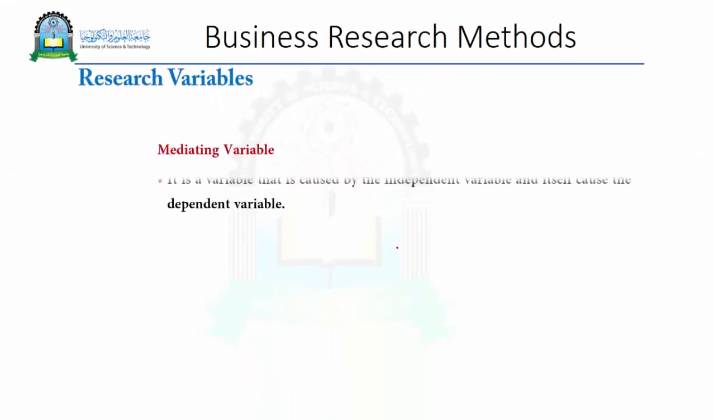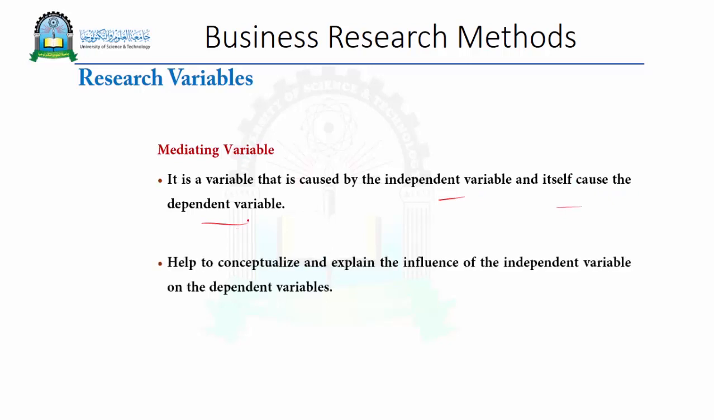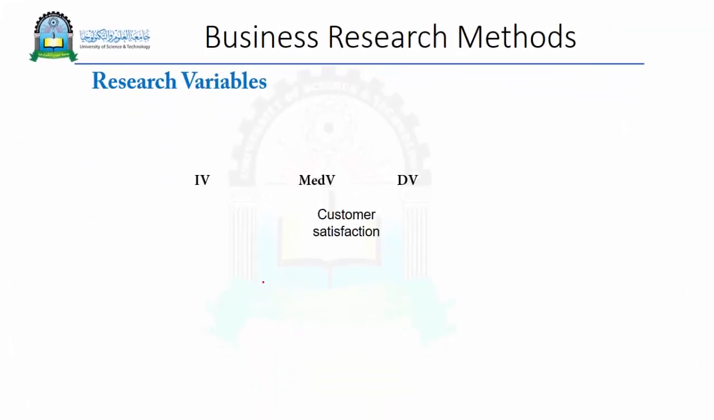The fourth one is the mediating variable. It is a variable that is caused by the independent variable and itself causes the dependent variable. So it is caused by the independent and causes the dependent. So it is just like a linker or a connector, which helps to conceptualize and explain the influence of the independent variable on the dependent variable. And this is the example.